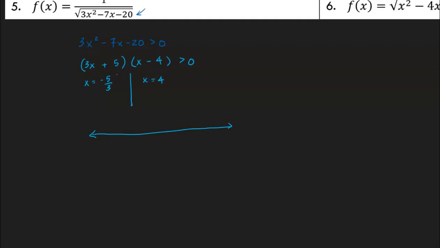So domains are, hey, what can I put into this function and it'll work? It won't mess up the function machine. And what works is everything inside of this radicand right there has to be greater than 0. And then we have the 4.